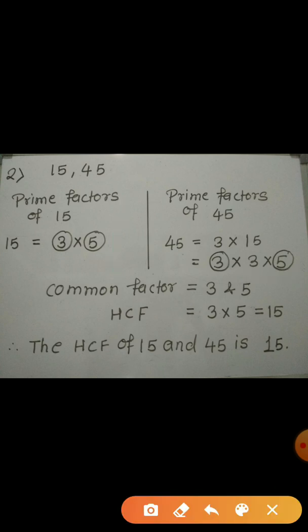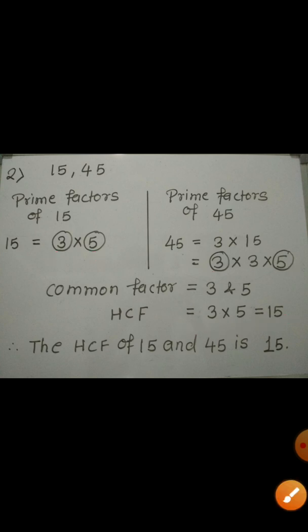Let's check the common factors of 15 and 45. The common factors of 15 and 45 are 3 and 5. So the HCF is 3 into 5, that is 15. So the highest common factor of 15 and 45 is 15. What we have to do here? Yes, we have to multiply the common factors. However many common factors you get, while finding the HCF, you have to multiply them. And the product will become your HCF.